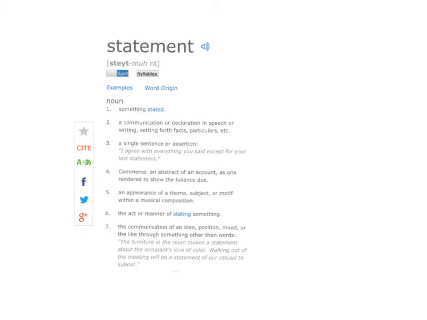Before I go on to my example, let's go through the definition of what a statement is. Look here. It is a single sentence. That's it. A statement is a single sentence. It is short, it is sweet, and it gets right to the point.